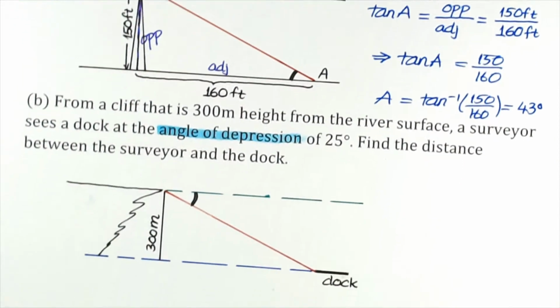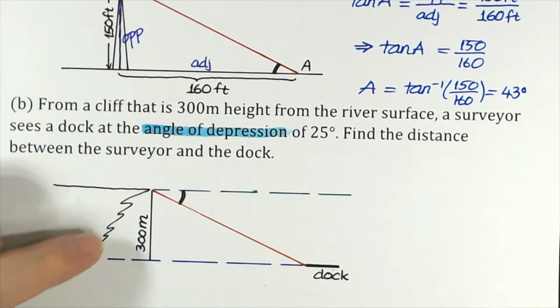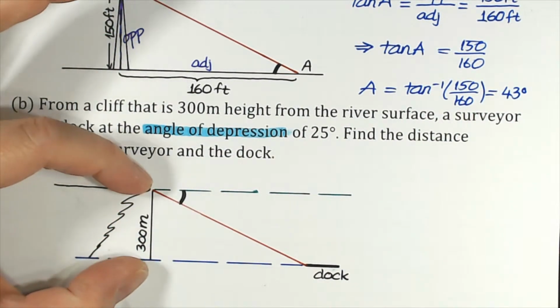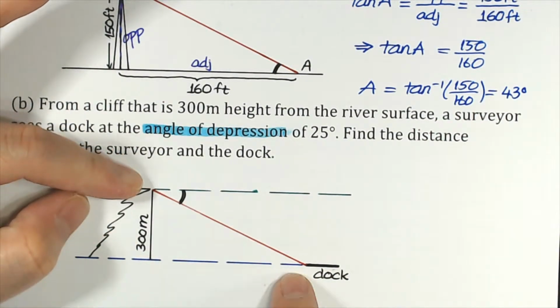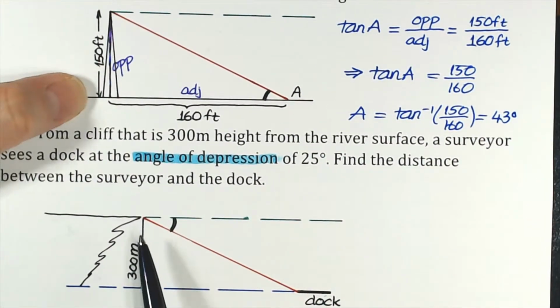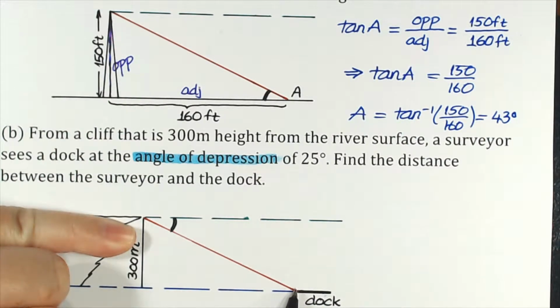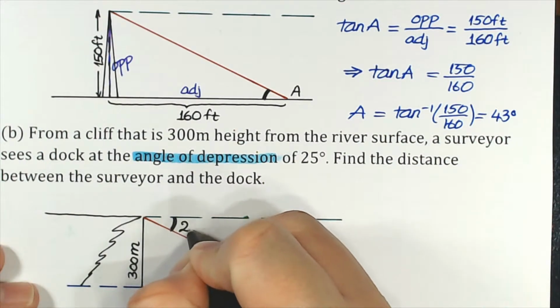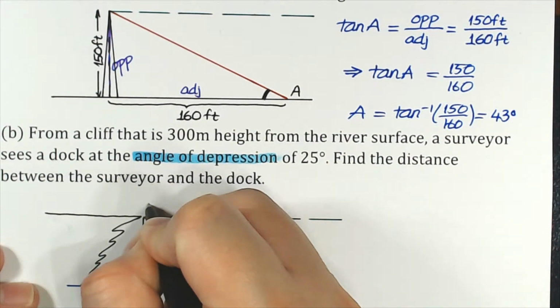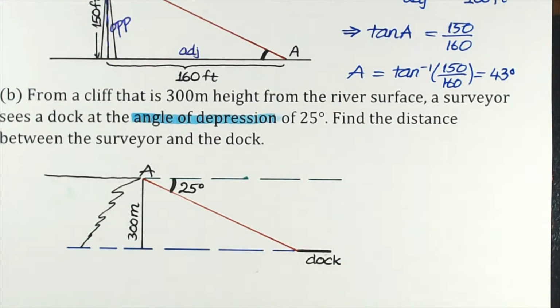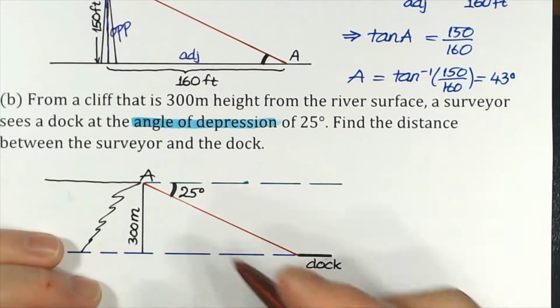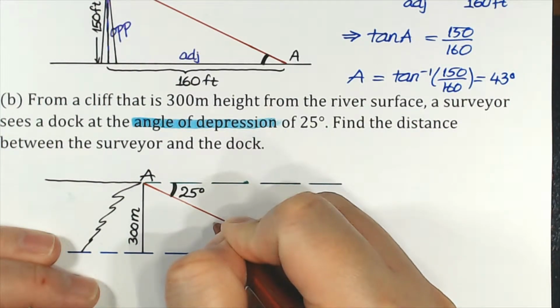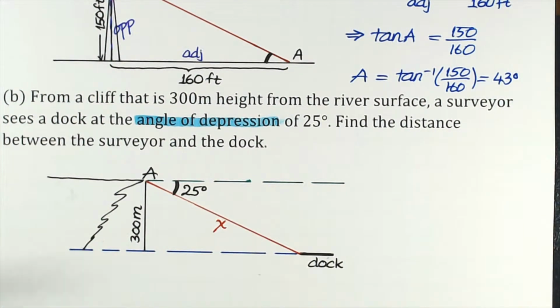The second problem is this time we have the angle of depression. From a cliff that is 300 meters in height from the river, a surveyor sees a dock at an angle of depression of 25 degrees. So this time we know the angle is 25 degrees. Let that angle be A, and we know that is 300 meters in height. Find the distance between the surveyor and the dock. So we're going to ask for this distance. We don't know that, so we're going to solve for x.